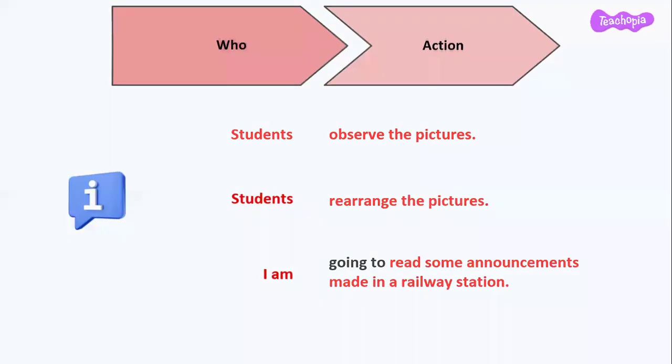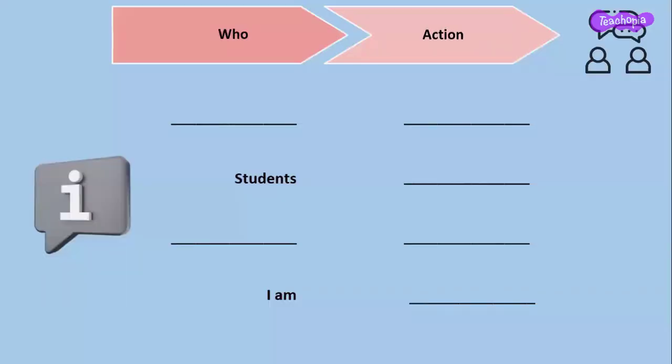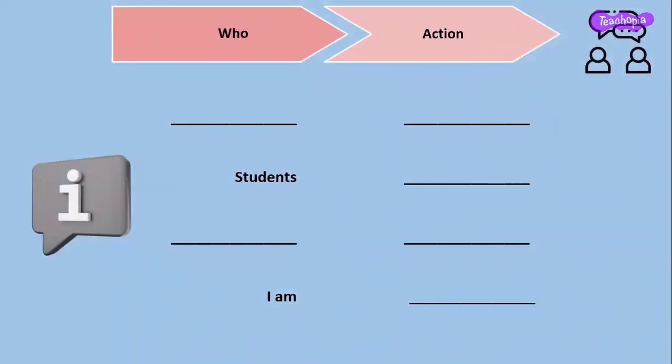So, let's do another quick activity based on instruction based sentences. Can you come up with certain instructions using the two blocks, who and action? In the first block, think about who you're talking to or who you're talking about in your instruction, and think about the action that you're describing or the action that you want.